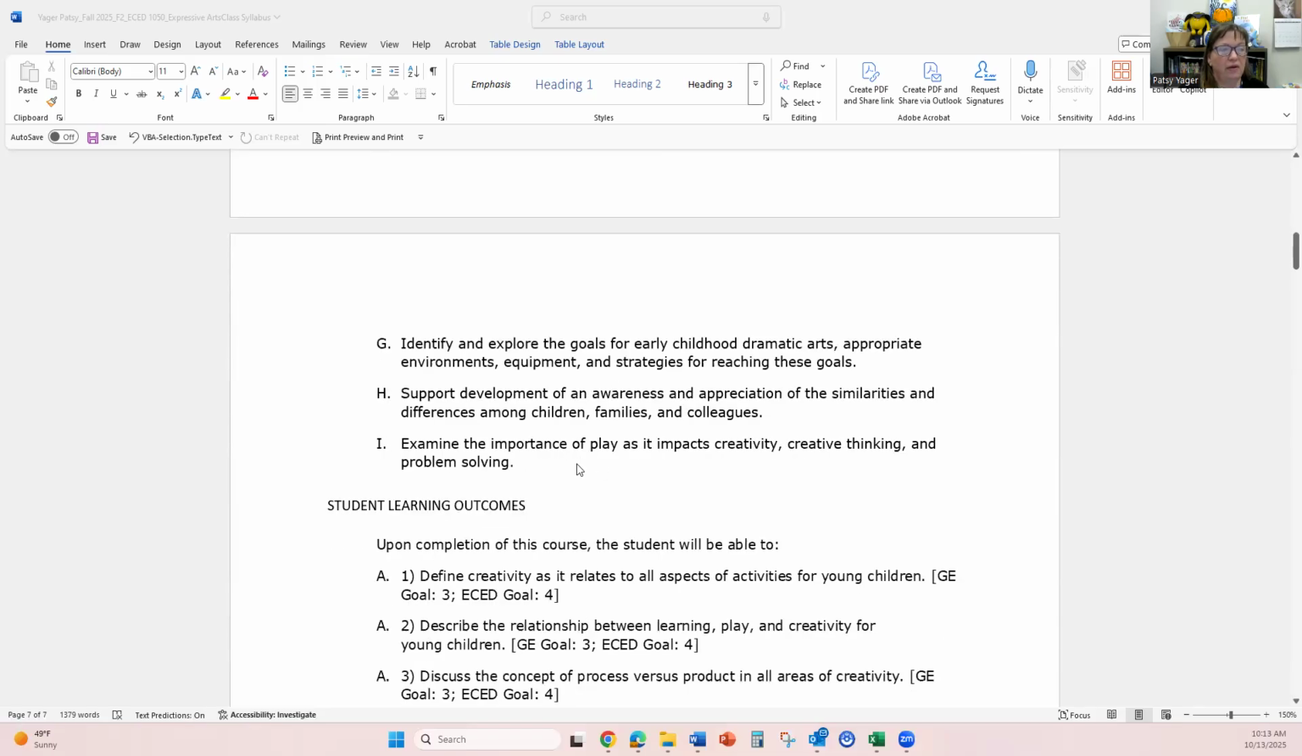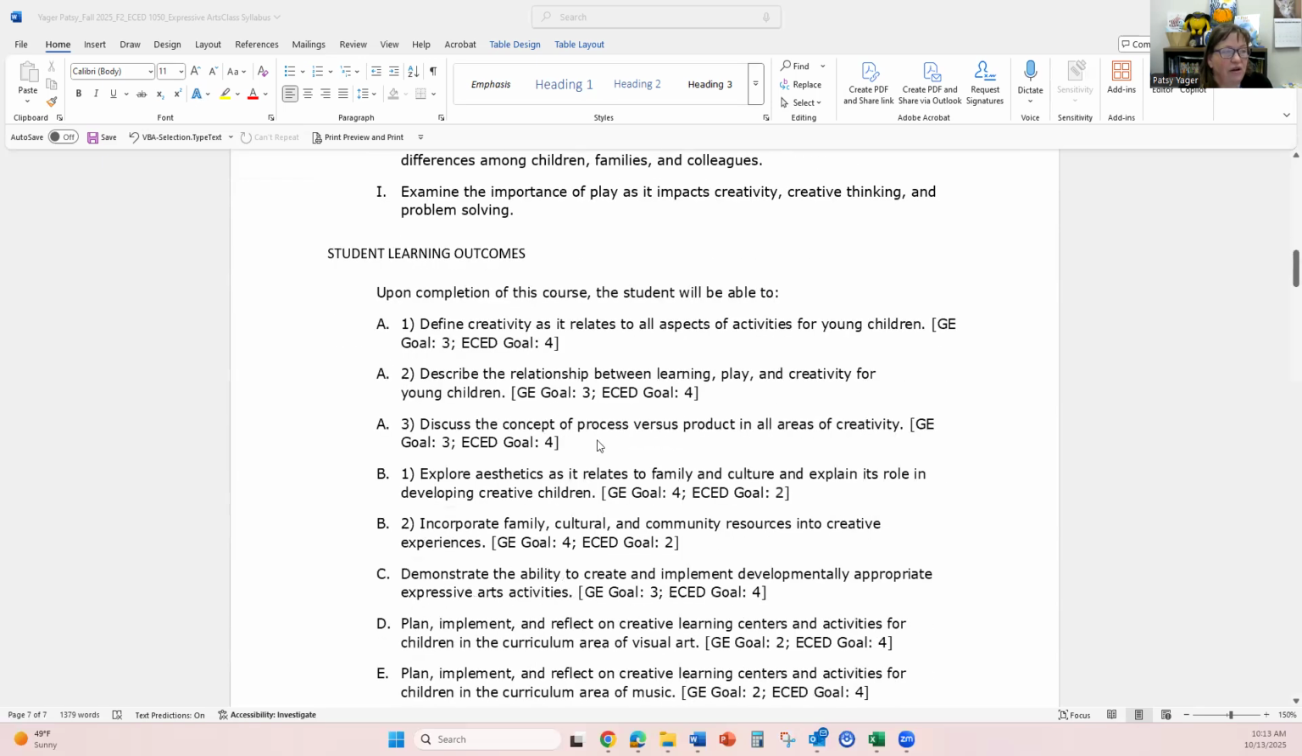Examine the importance of play. And of course, it's all important, right? That they have those opportunities to choose to work on something that's their interest.